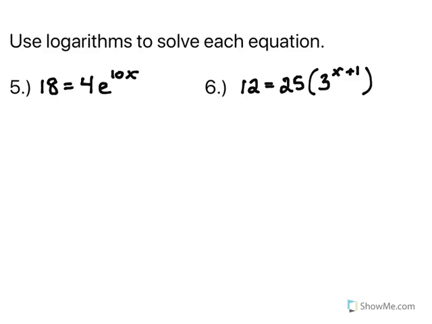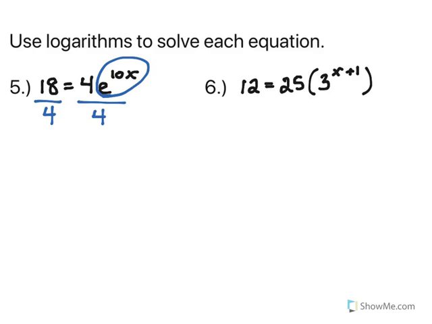All right, so for number 5, we have 18 equals 4e to the 10x. Okay, so the first thing I want to do is isolate the exponential piece. The exponential piece is just the e to the 10x. I want that alone, so I'm going to divide out the 4 from both sides. That gives me 18 over 4, which reduces down to 9 halves.